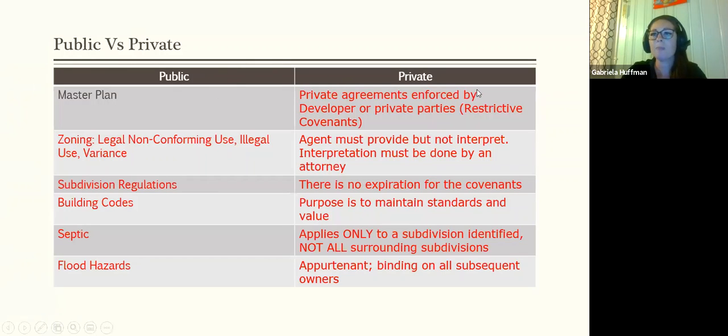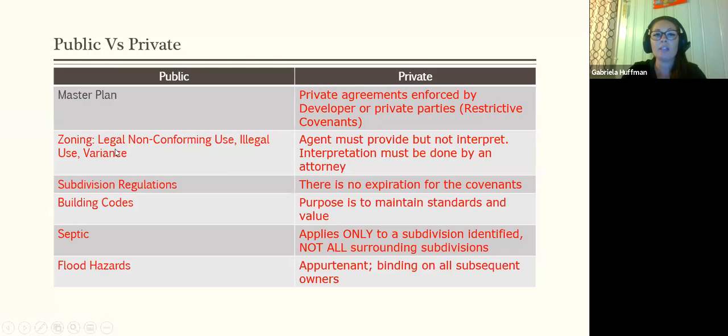Public would be the master plan. This would be the city or county literally having a master plan on where they're going to have building placements, green space, noise abatement, circulation of traffic, and a plan for what they're going to do when it comes to growth. Zoning, anything in red, you need to make sure you know.